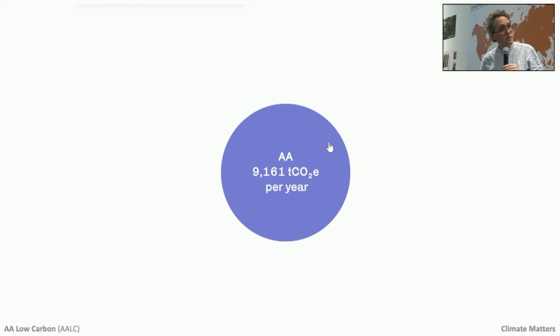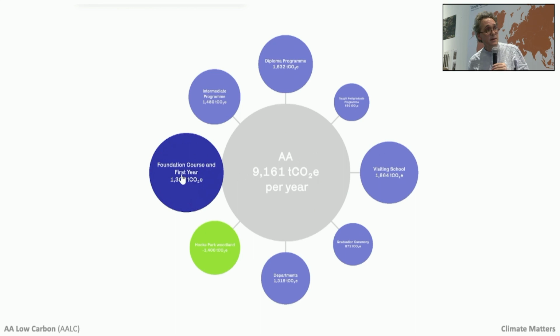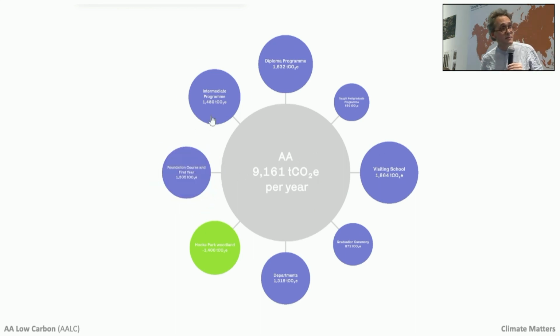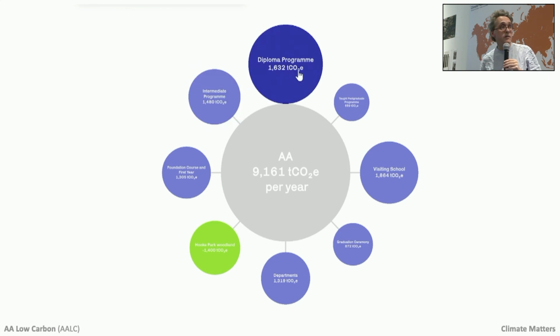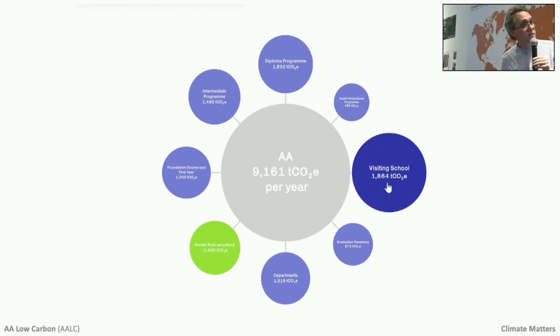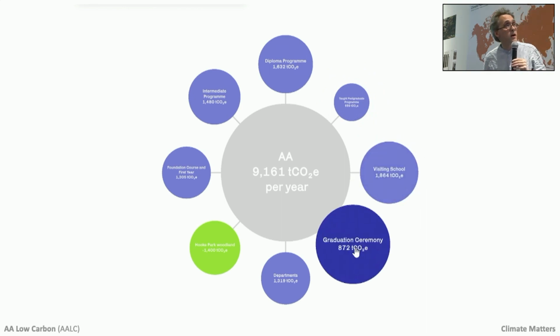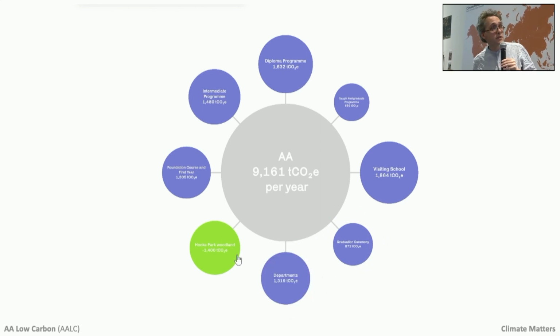So the website is organized as an interactive website. And it's very simple. You've got lots of blue buttons. And we've classified all the information according to departments of the AA and different units. So as you can see this playing through, it's divided up into first year foundation, the intermediate program, diploma program, the postgraduate teaching program, visiting school, the graduation ceremony, which is a big one I'll tell you about in a minute, and all the departments which go to the running of the school.